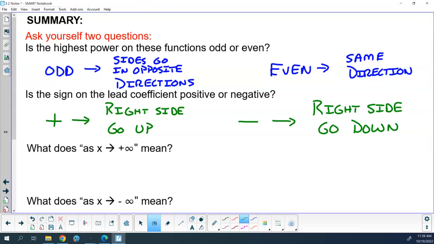The phrase "as x approaches positive infinity" means the right side of your graph. And "as x approaches negative infinity" means the left side of your graph. That's all that means. So the first statement you give me for end behavior is what the right side of your graph is doing, and then the next one is what the left side is doing.